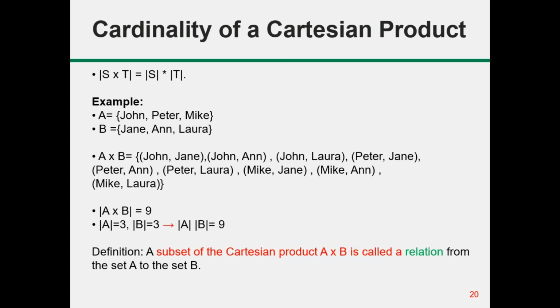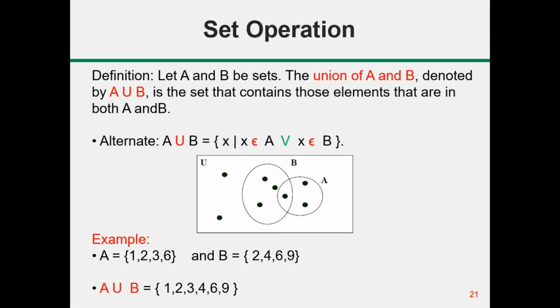From a set A to set B. Just remember that this is the definition of cardinality of a Cartesian product. Set operation definition: let A and B be sets, and the union of A and B is denoted by A union B, a set of so on. So this is the general definition. You can read it from there. So we can denote it like that.